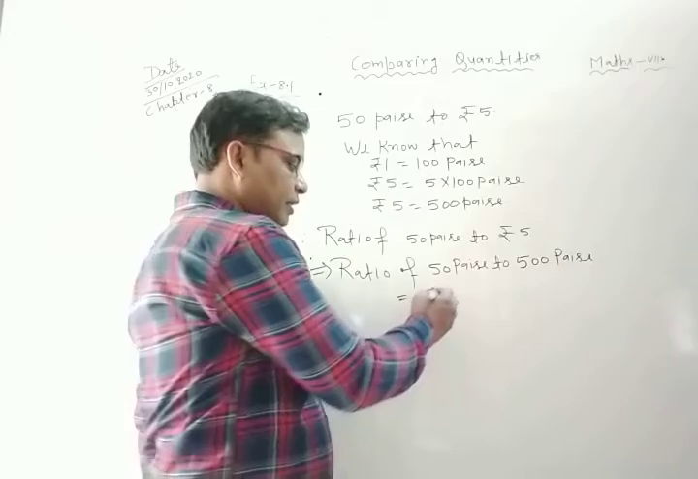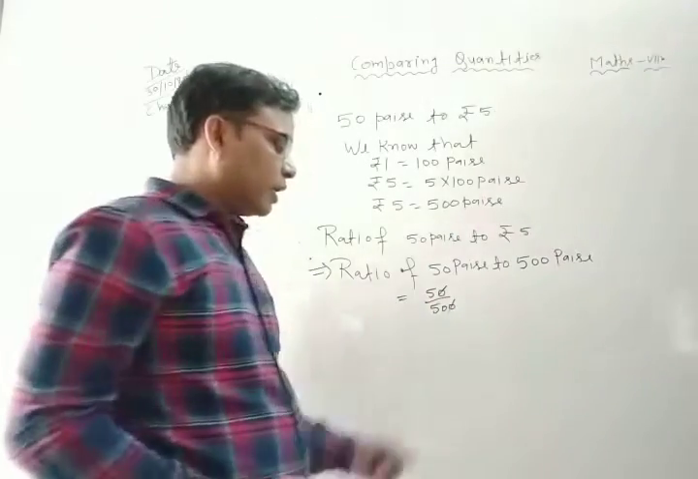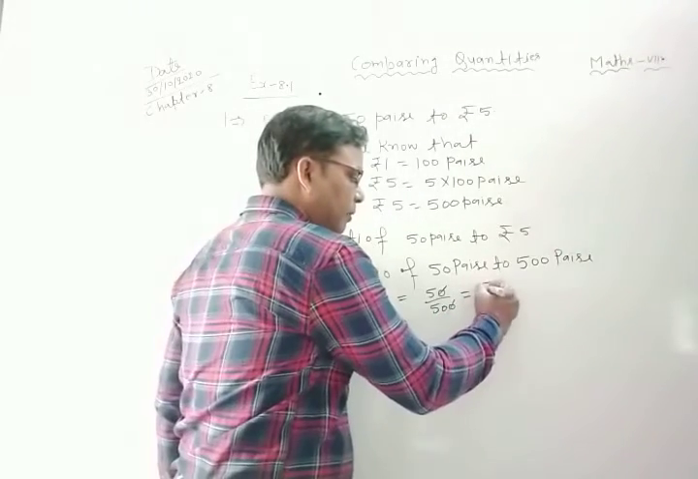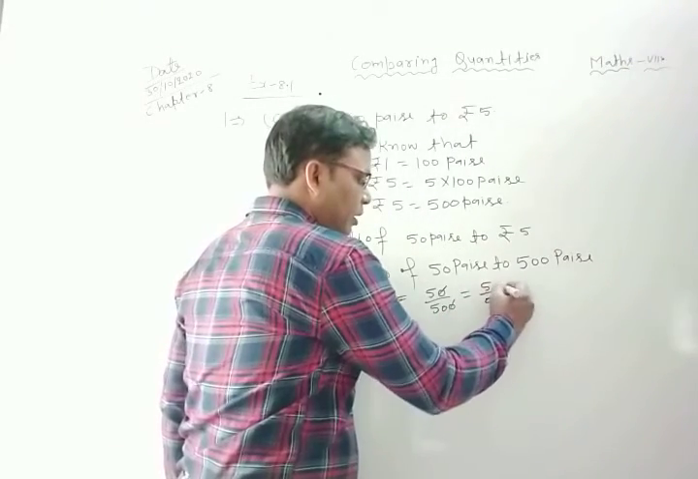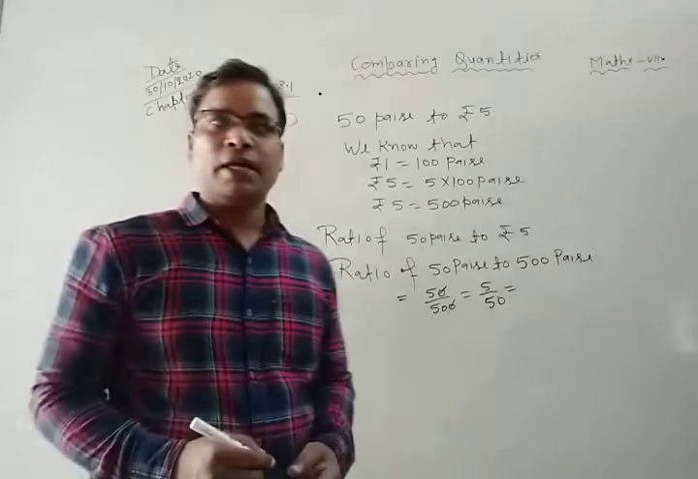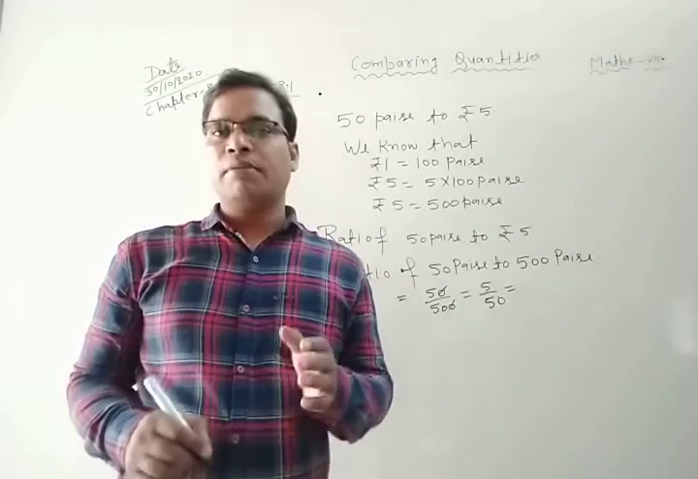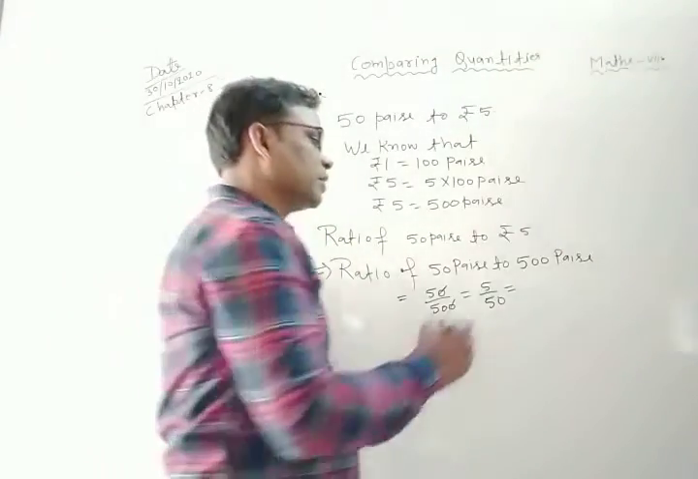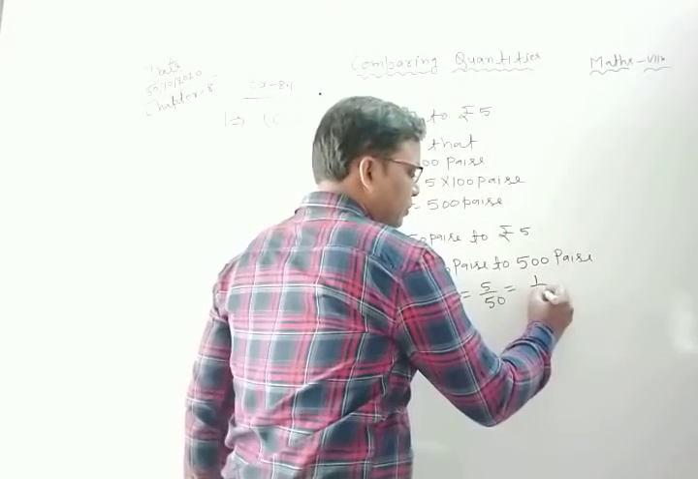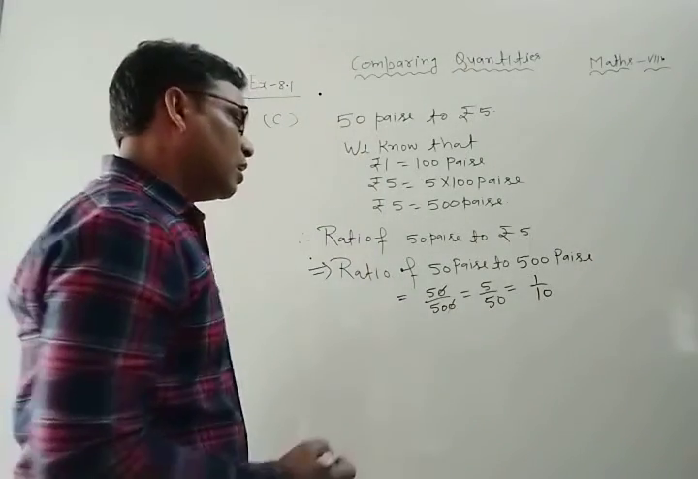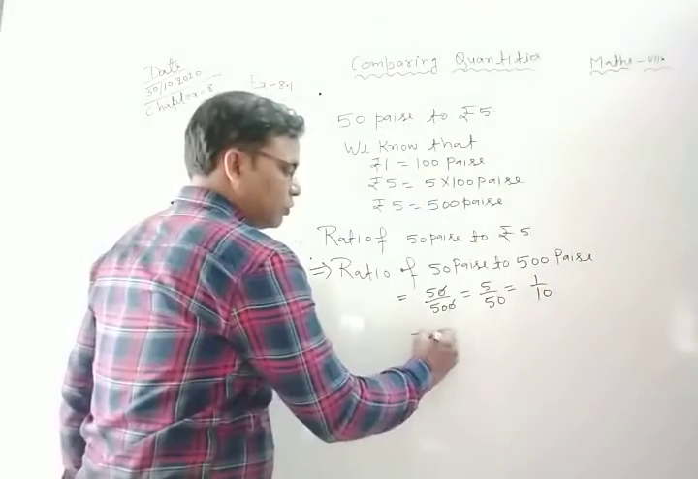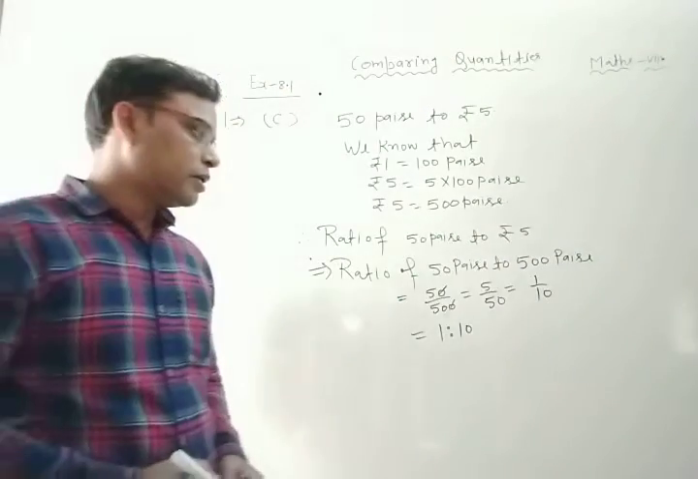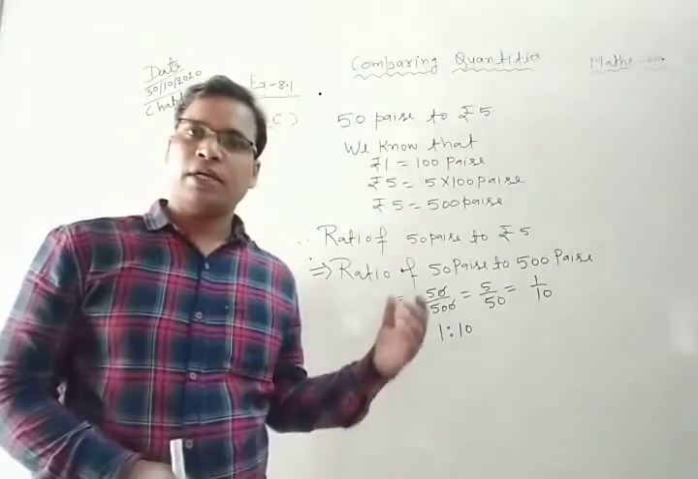So you can cancel 0 by 0, and again we get 5 by 50. We can also reduce it to the simplest form: 5 ones are 5 and 5 tens are 50. So you can write 1 by 10, and then your required ratio is 1:10. This is clear, students? I hope all of you understood this question.